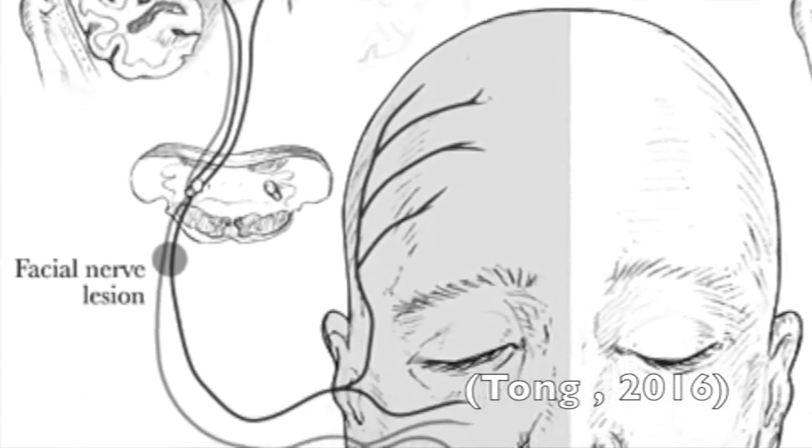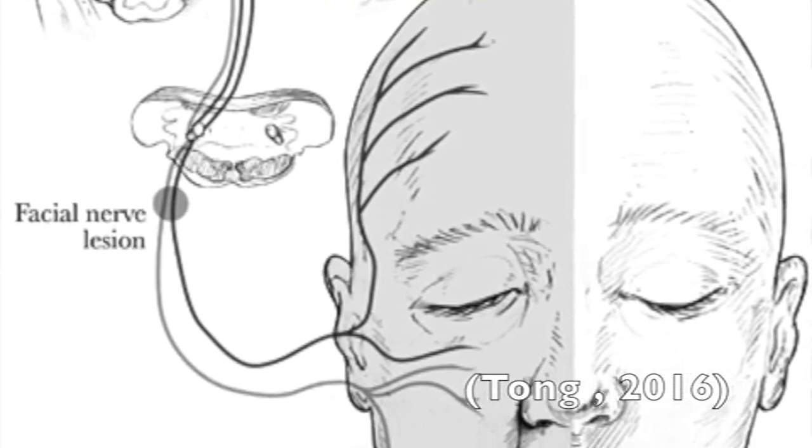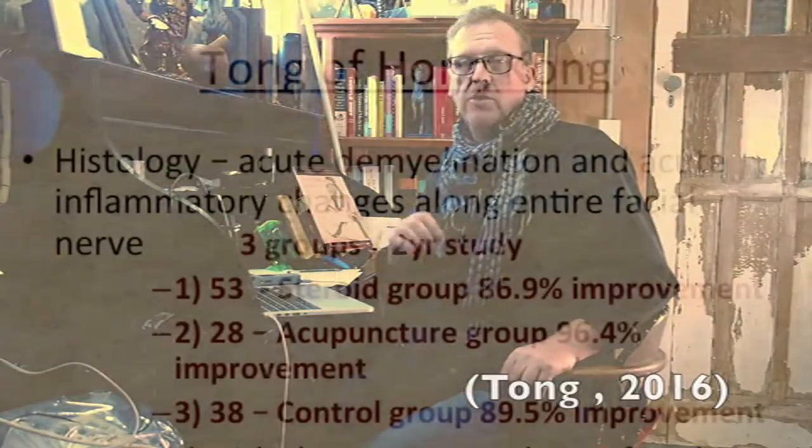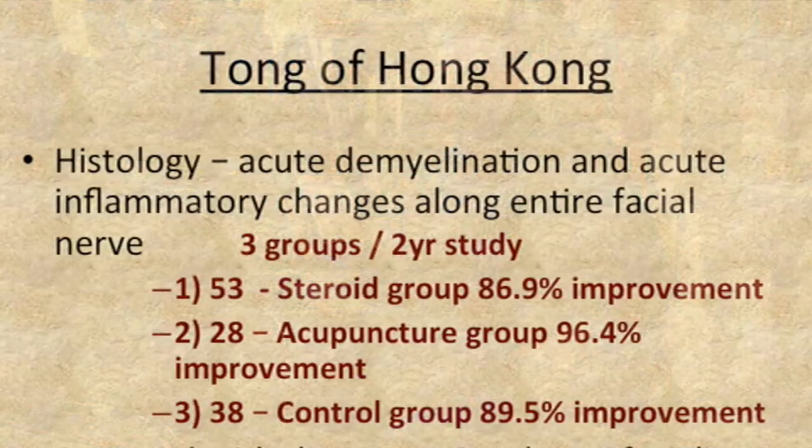Tong from Hong Kong says, during Bell's palsy, there is acute demyelinization and acute inflammation all the way along the nerve. So now I want to go back to Merefield and Baldry.